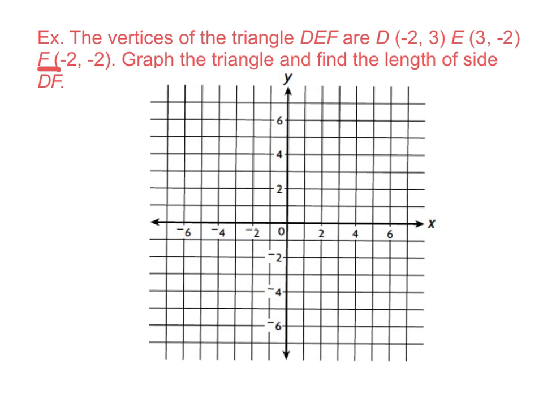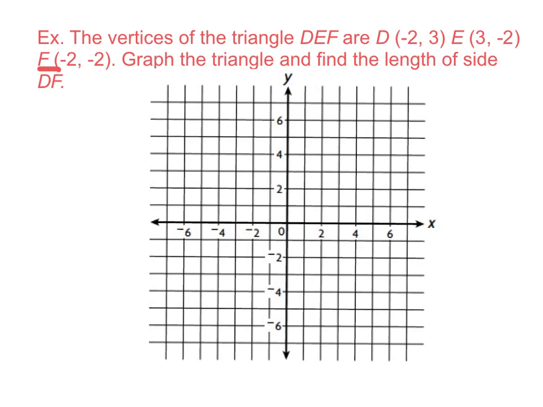Okay, here's another example, and then I've got some try it problems for you. The vertices of the triangle DEF are D (-2, 3), E (3, -2), and F (-2, -2). Same instructions: graph the triangle and find the length of the side DF. If you feel confident that you know how to do this, go ahead and pause the video and do it. Then check your work. That's a great way to check your understanding of this lesson so far. I'm going to go ahead and solve it now.